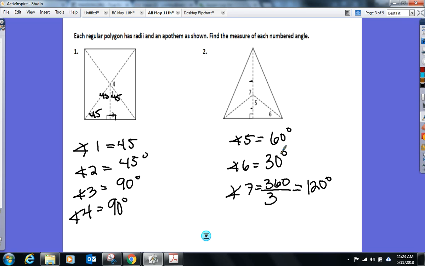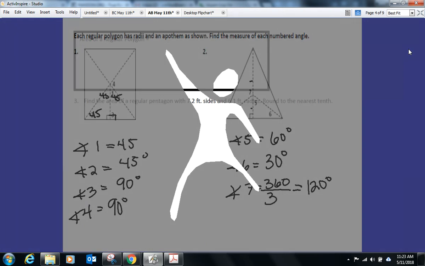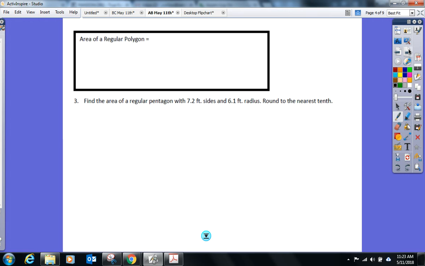Questions? You guys just went through a square, a triangle, and a hexagon. How can I use one formula to find the, great. Yep. Okay, let's go. Hurry up.